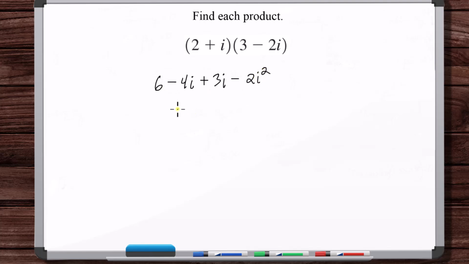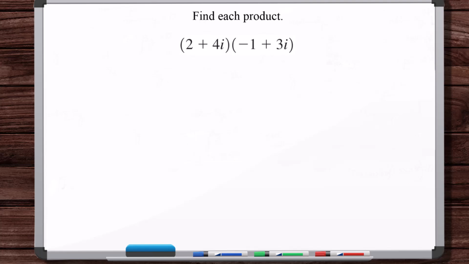So, okay, minus 4i plus 3i is minus i. i squared is minus 1. So this is plus 2. So you've got 8 minus i. So we multiplied 2 complex numbers and got another complex number. Okay, 2 times minus 1, minus 2.